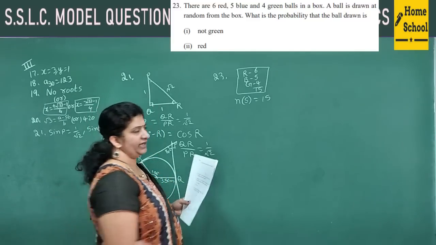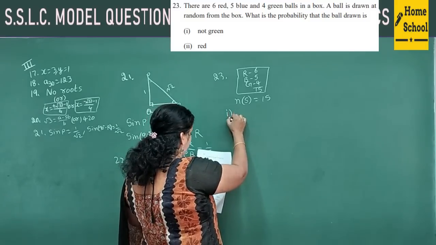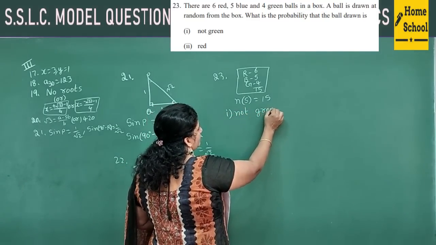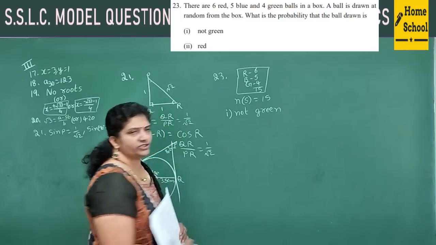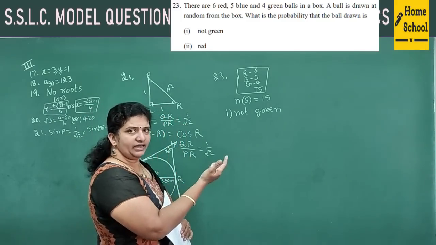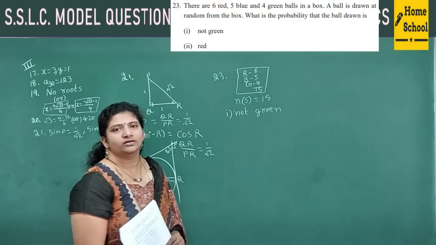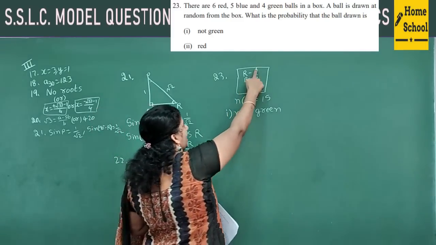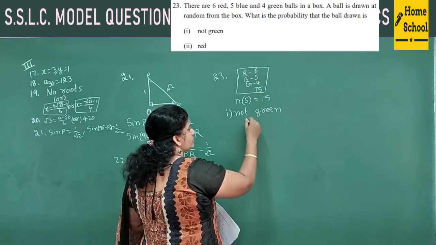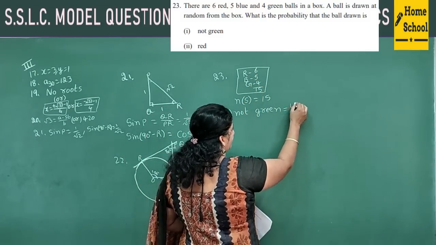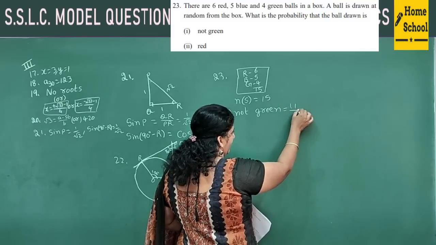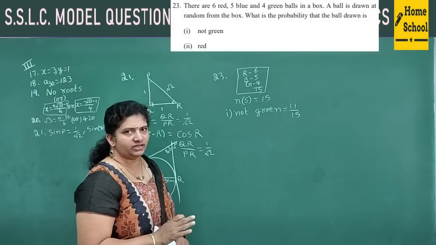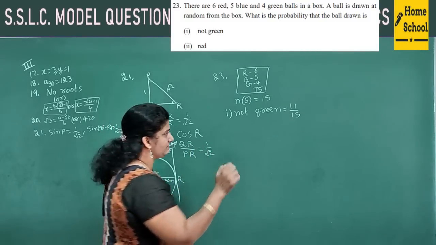What is the probability that the ball drawn is not green? Not green means what, children? Other than green, which colors do you have? Red and blue, right? So red and blue means add these to get 11. So not green, what will be the probability? 11 by sample space 15. Do this properly, children. I have written only the final answer.